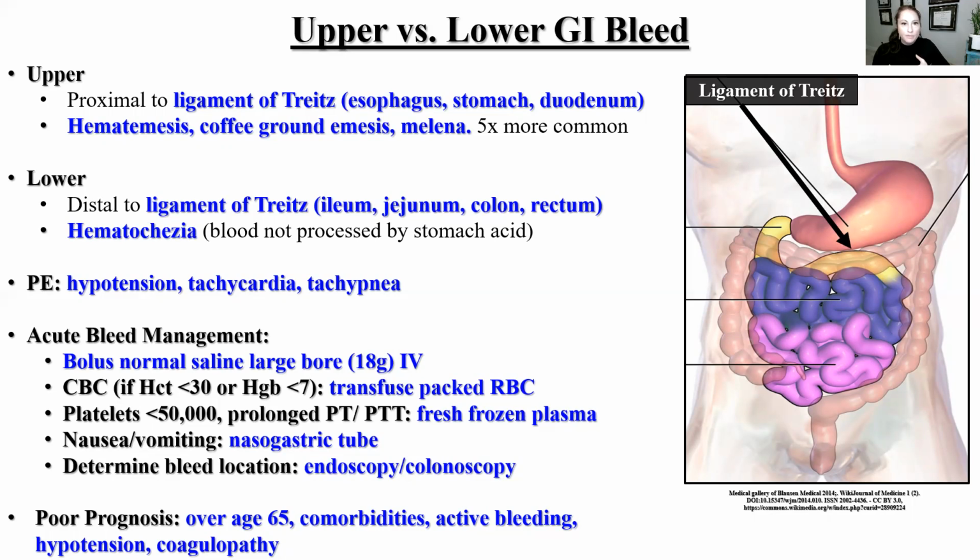If they have nausea and vomiting, we can decompress the upper GI system with a nasogastric tube. You want to determine the location of the bleed, and that's going to be that fiber optic scope, so endoscopy or colonoscopy.